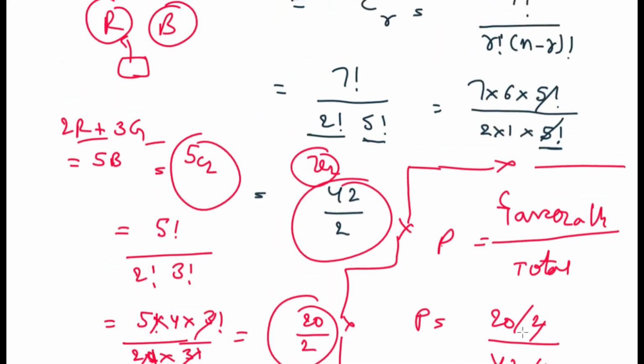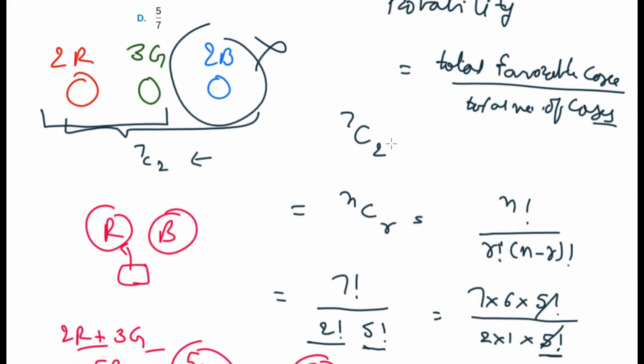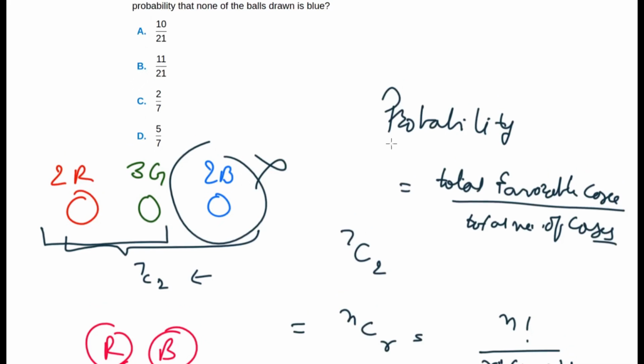Let's just look at the options. I can see the options: 5 by 7 is wrong. 2 by 7 is also wrong. 11 by 27, so close, but so far. 10 by 21, yeah, this is the right answer. Let's just use this green color to mark it.